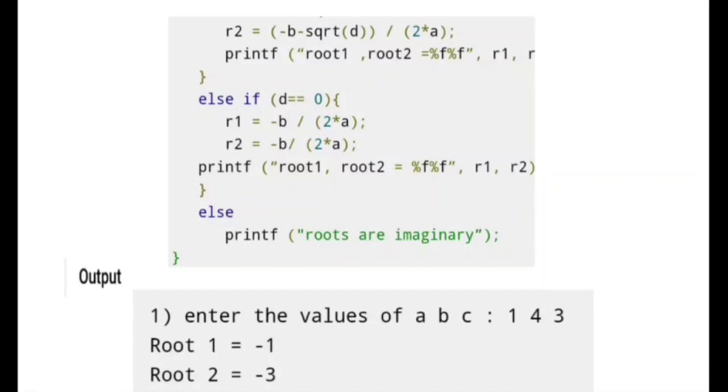Else if d is equal to 0, r1 is equal to -b / (2*a), r2 is equal to -b / (2*a). printf of root 1, root 2 is equal to %f, r1, r2, and we're going to close the braces. And else, if all the statements are false, printf roots are imaginary, and then close the braces. Now we're going to give the input values of a, b, c. They've given 1, 4, 3. Root 1 will be -1, and root 2 will be -3.